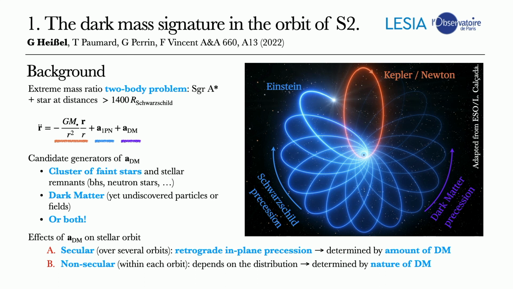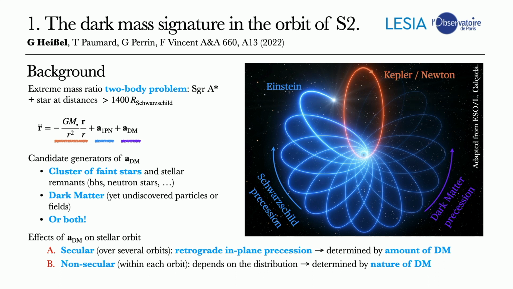There could be something which I would call ordinary dark matter, or you might call it boring dark matter. So it could be just a cluster of faint stars or stellar remnants, so black holes, for example. Or it could be dark matter in the sense of which we're talking here at this conference, so in the sense of yet undiscovered particles or fields. Or, and that's actually often forgotten in the modeling, it could be both, right? I mean, it's not unreasonable to assume that there are more stars which we don't see and dark matter in the sense of, for example, cold dark matter.